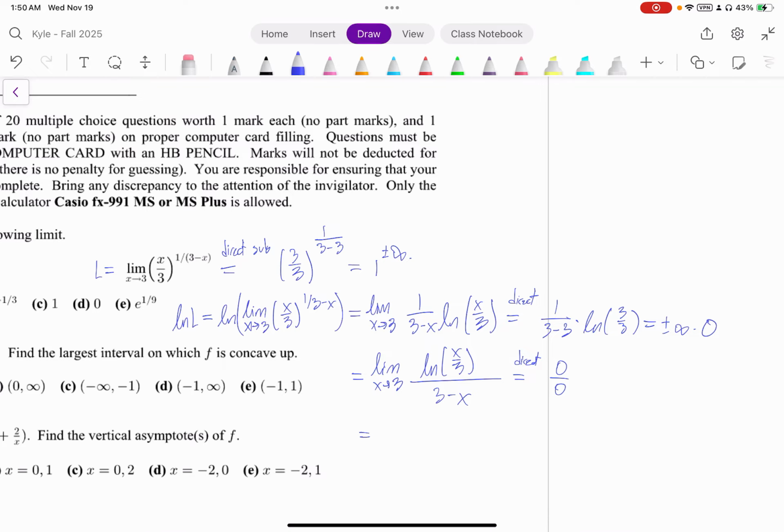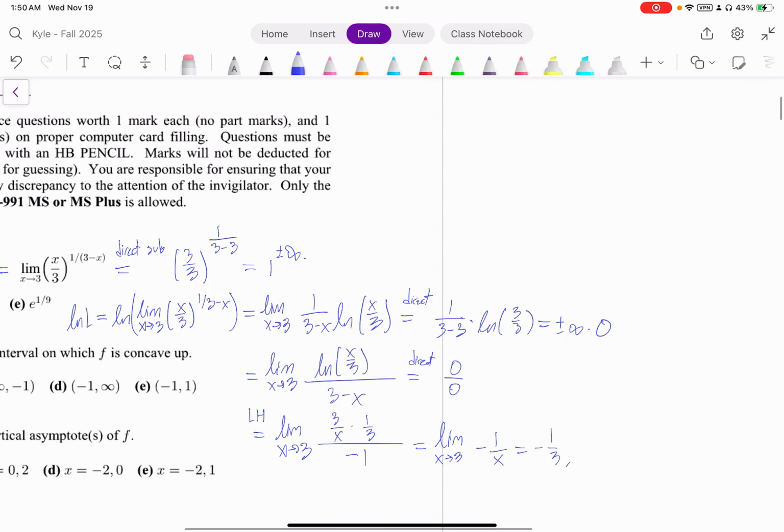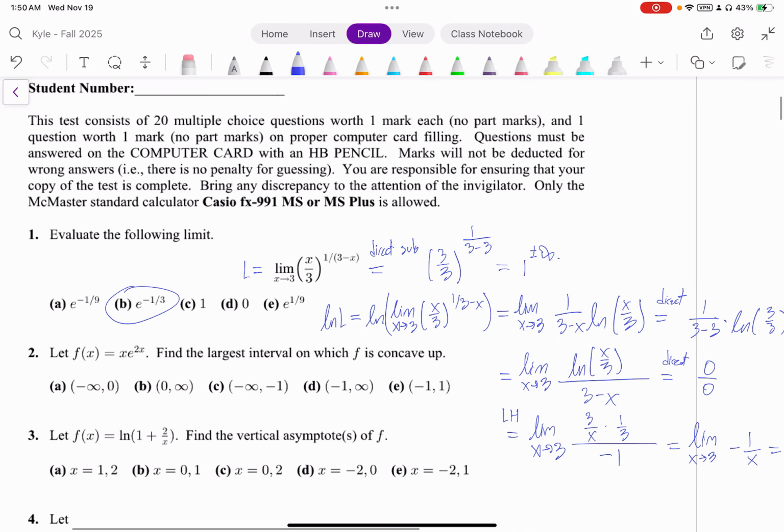So now we can try applying our L'Hopital's rule. This is the limit as x goes to 3 of, so the ln of x over 3, we're going to have 1 over x over 3, which is 3 over x, times the derivative of the inside, which is just 1/3, divided by the derivative, which is negative 1. Limit as x goes to 3 of negative 1 over x, which is equal to negative 1/3. So since this is the ln of L, that means L is equal to e to the negative 1/3.